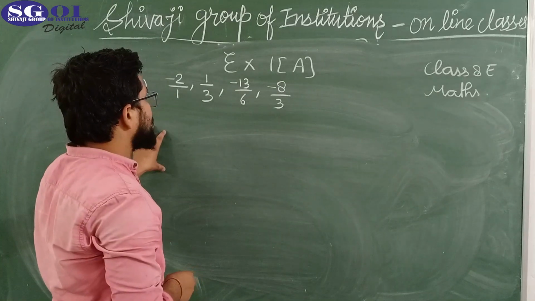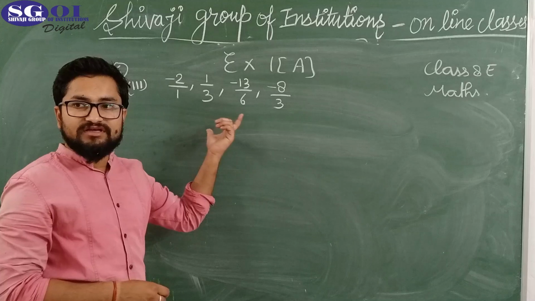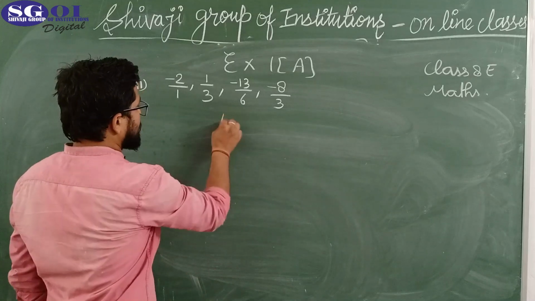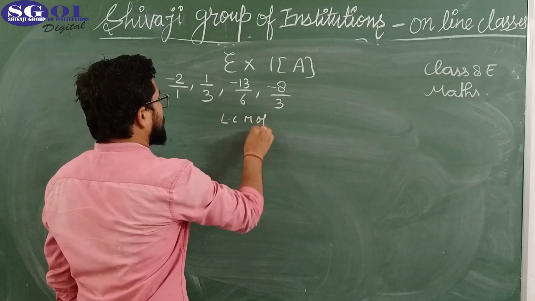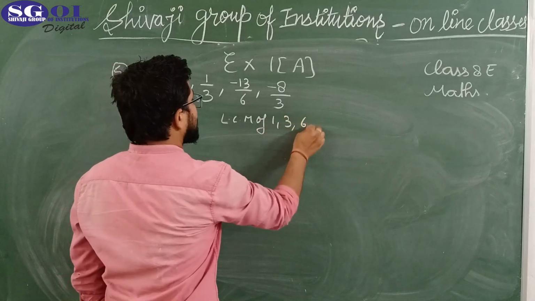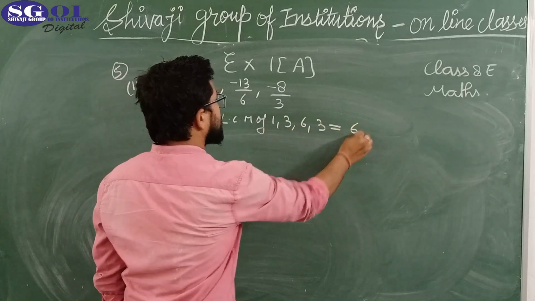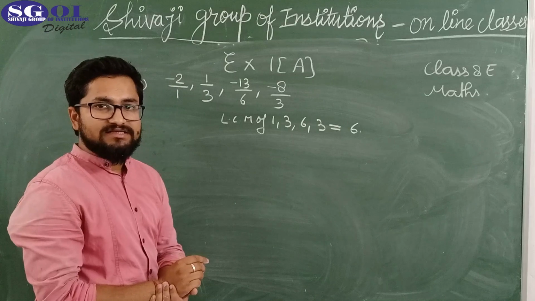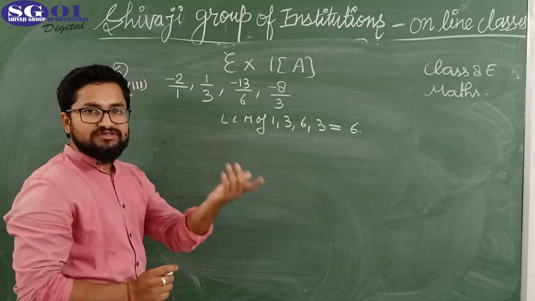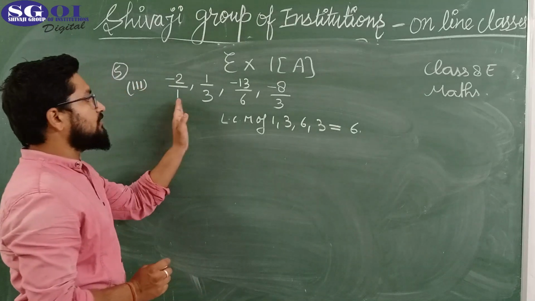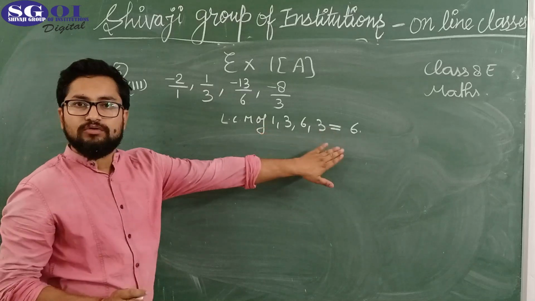Okay. Now what you will be doing, you will be again finding the LCM of the given denominators. So LCM of 1, 3, 6 and 3 will be equal to 6. Okay. इन सभी का LCM कितना आएगा 6. Again we have to follow the same procedure. You are supposed to be converting all the denominators equal to 6.